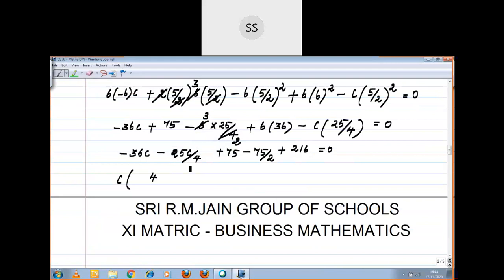Now see, you should take C as common. Then use 4 and multiply. 6 fours are 24, remaining 2 fours are 12, 3 fours are 12, that is 144, minus 25 divided by 4 equal to minus 75 plus 75 by 2 minus 216. Got it, children?